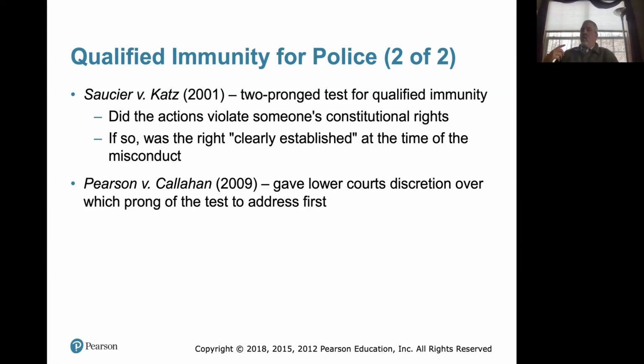And the police were going to want you to address the second one first virtually all the time, right? Because in most instances, that's going to be where the police win. So they don't want to get into that messy factual situation of whether an officer actually violated someone's constitutional rights. They want to jumpstart that and decide the second prong first. Pearson v. Callahan says that lower courts have the discretion to do that. All right, so that's the end of the slideshow.